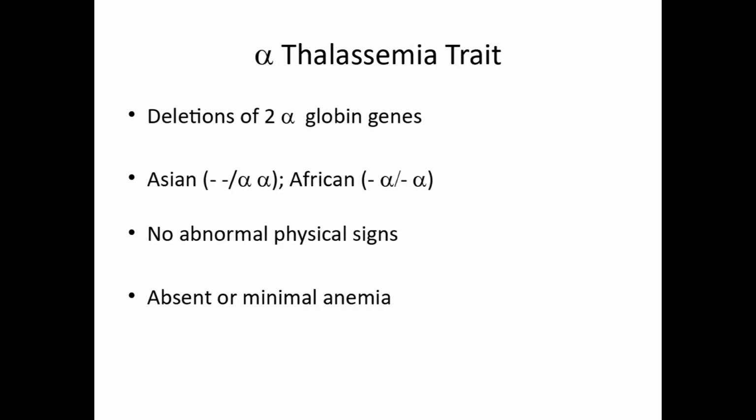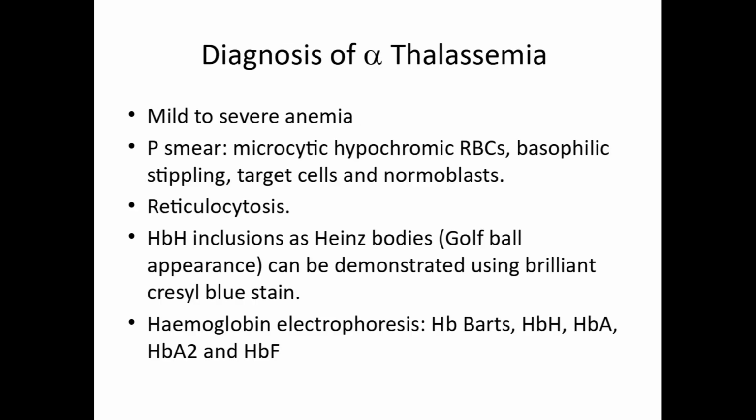The other type of thalassemia is alpha thalassemia. This is due to a lack of alpha globin chains. Because 4 genes are involved in the synthesis of alpha globin chains, the spectrum of the disease is a bit wider as compared to beta thalassemia. Coming to the diagnosis of alpha thalassemia, HB Bart's hydrops fetalis: most of the times the child will be born dead. Anemia will be mild to severe.